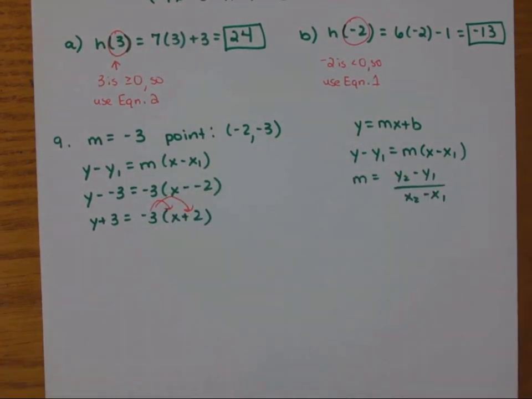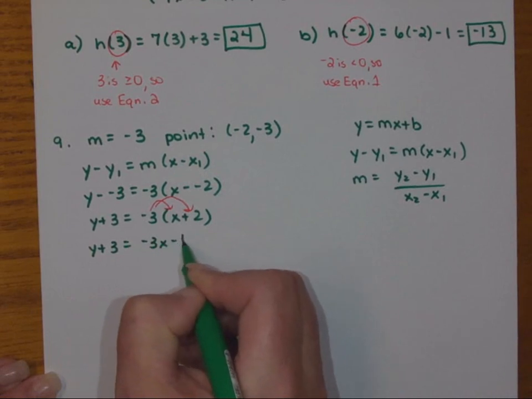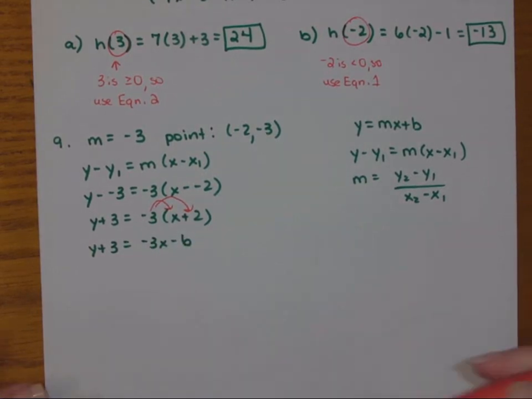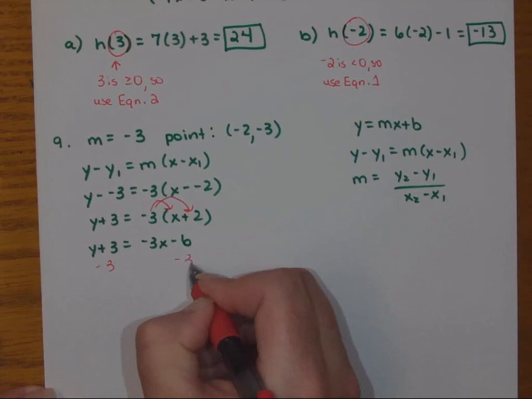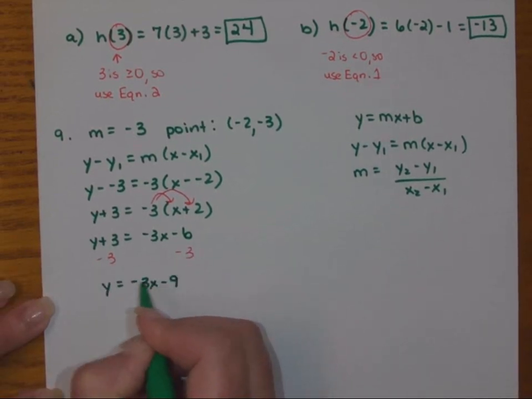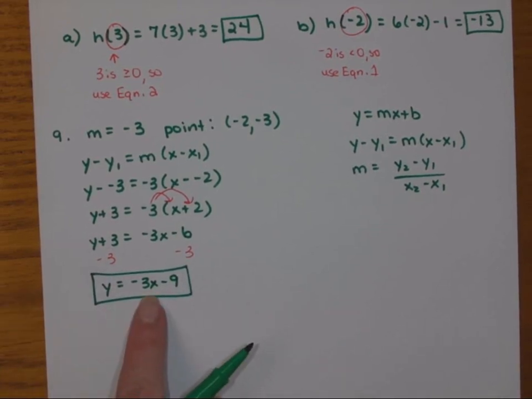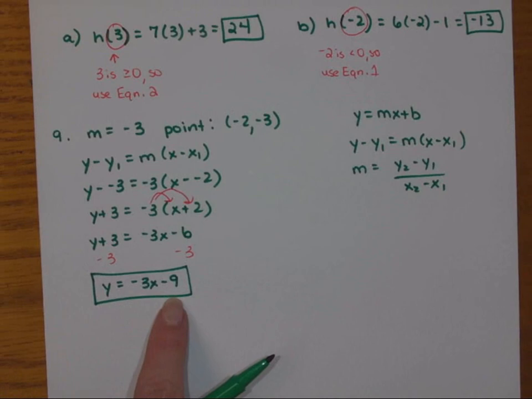Okay, you're probably going to be asked to do that on the test. So it's y plus 3 equals -3x minus 6. And then subtract 3 from both sides. So it looks like y equals -3x minus 9. Okay, then if you were asked to graph this line, you know that the slope is -3 and that the y-intercept is -9.